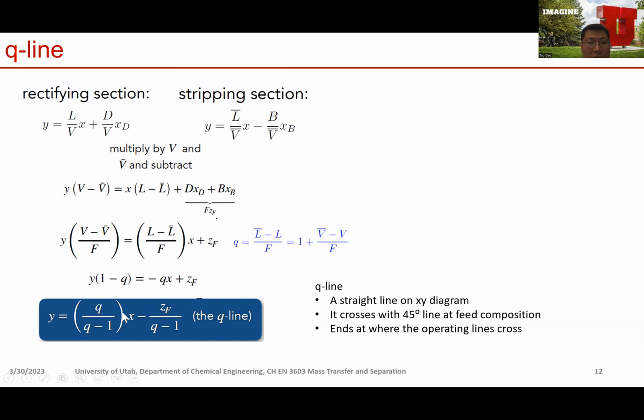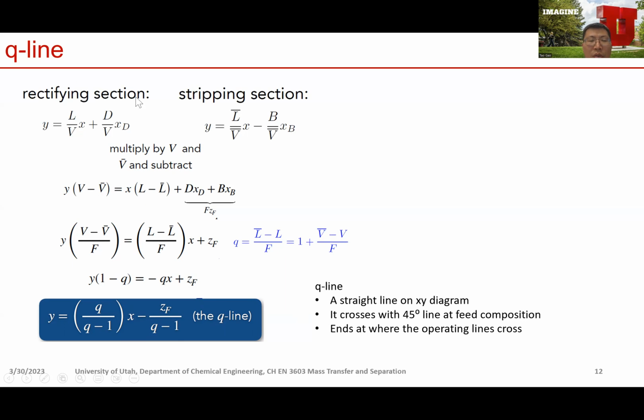If you plug in that, you will find out the point (XF, ZF) sits on this Q line. In other words, if you plug in X equals ZF and Y equals ZF in this equation, it's going to satisfy this equation, okay? And it ends where the operating lines cross, okay?